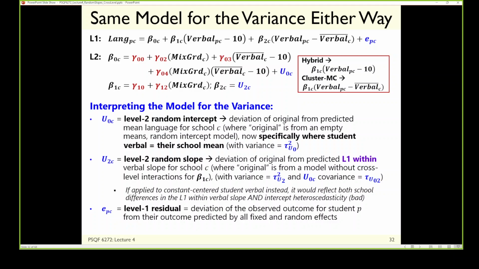However, the interpretation is different. Why? The interpretation of the random slope is not different. It's still how far off your cluster is in terms of its slope from the average slope. The average slope is just given by a different physical variable. Yes, but to me that's not what U2 says there. It says deviation of original from predicted level 1 within verbal slope for school C. Yes, meaning that it's only deviating from just the fixed slope and not from any cross-level interactions that are modifying the fixed slope. That's what I mean. The idea is that it's all the reasons why the slope differs, not part of the reasons over here being explained with a cross-level interaction.